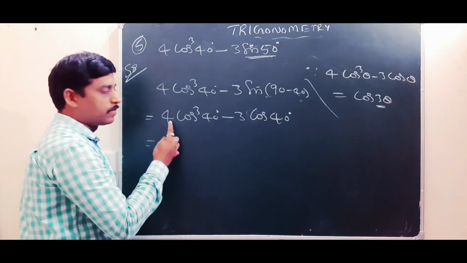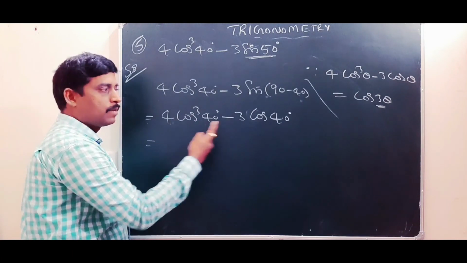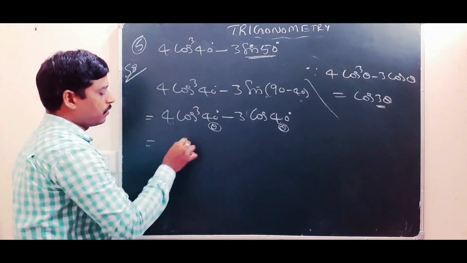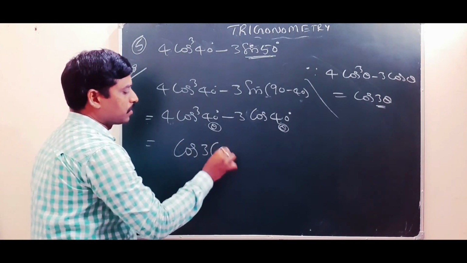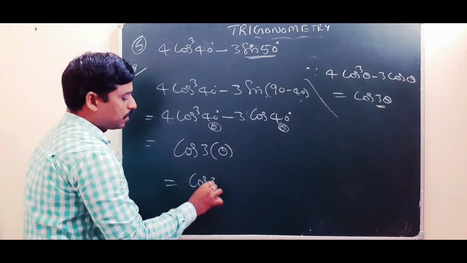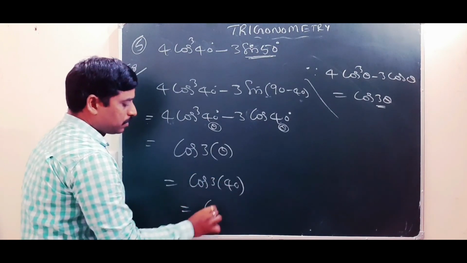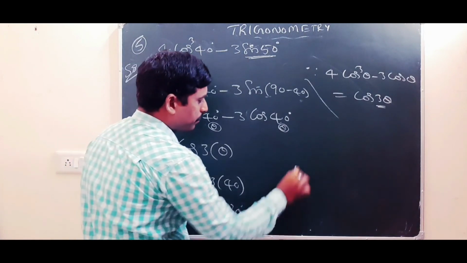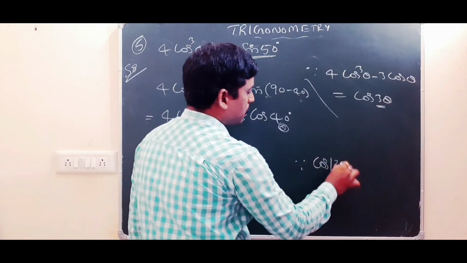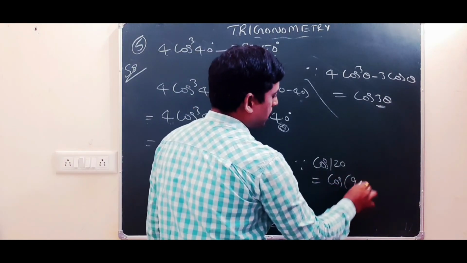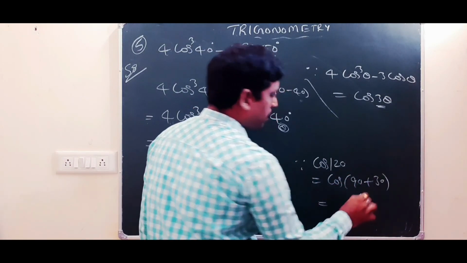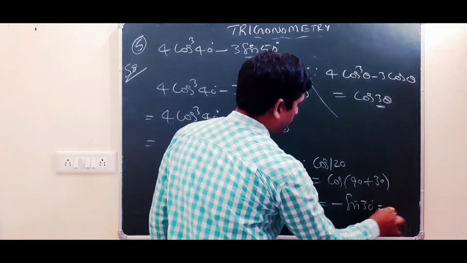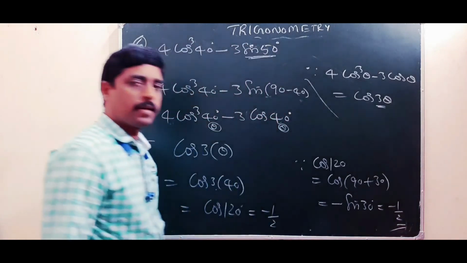So what is the formula? This is in the form of 4 cos³ θ minus 3 cos θ, where θ is 40. The formula gives cos 3θ, cos 3 into 40, therefore cos 120. Cos 120 value is minus 1/2. Cos 120 is equal to cos(90 plus 30), and cos(90 plus 30) is minus sin 30. So this will be minus 1/2. Minus 1/2 is the correct answer.